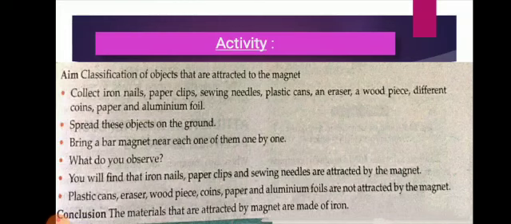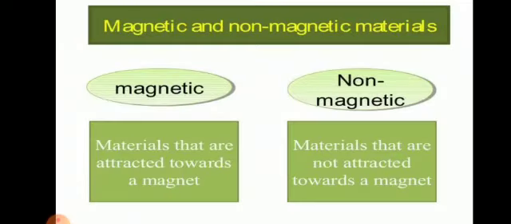From this activity, we conclude that some materials or objects are attracted by magnet, whereas other materials or objects are not attracted by magnet. So, on the basis of their behavior towards magnet, all the materials can be divided into two groups: magnetic material, which are attracted by magnet, and non-magnetic material, which are not attracted by magnet. Let us study the magnetic and non-magnetic materials in somewhat more detail.